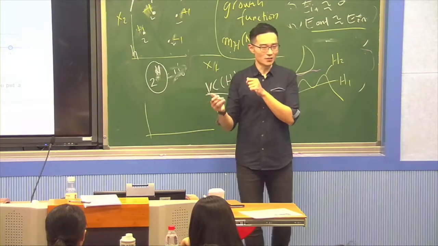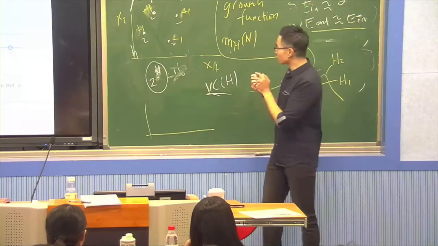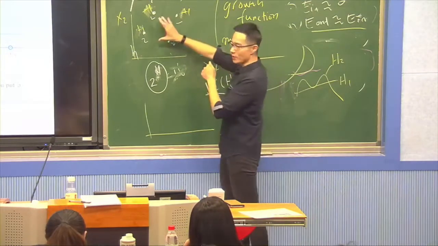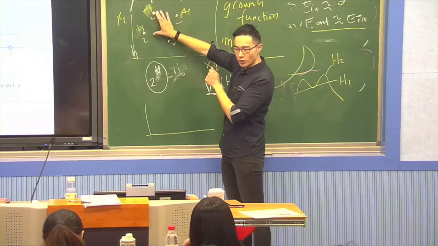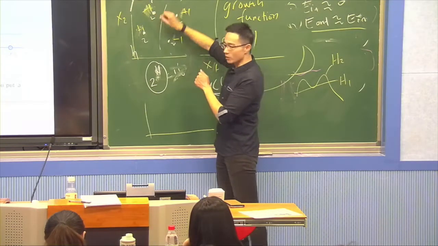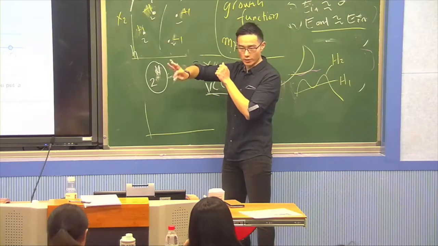This is a long phrase. Essentially it means how many data points, like these four data points, can you use a linear model to create all different dichotomies? No, we cannot do that.